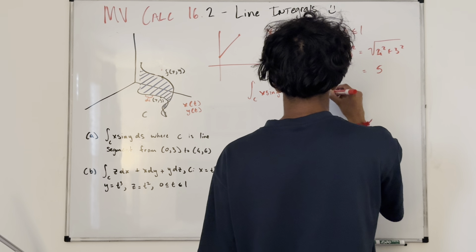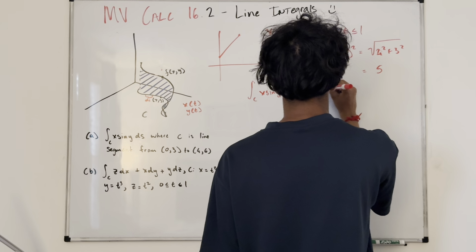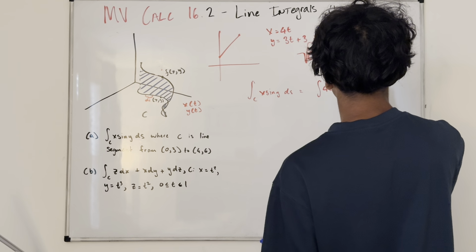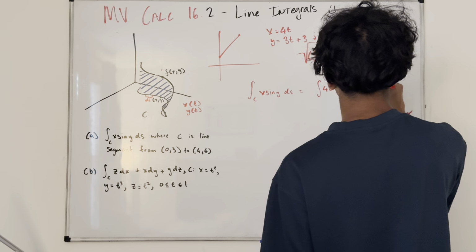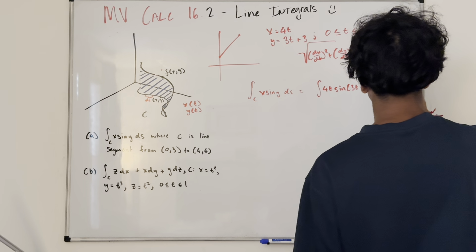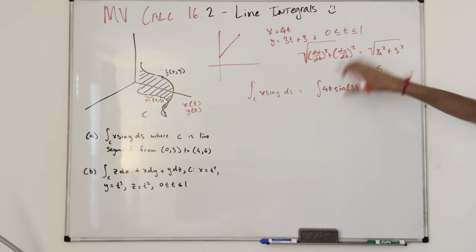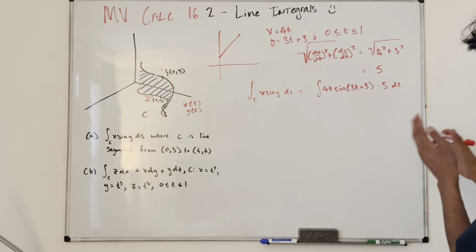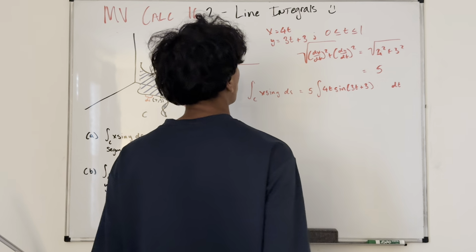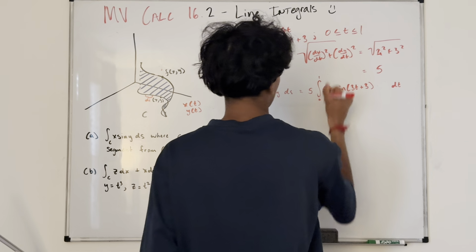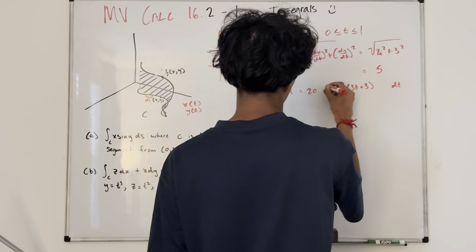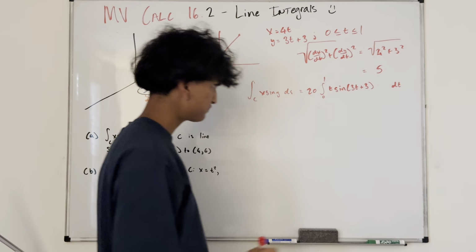So I'm going to have the integral of 4t times sine y, so sine of 3t plus 3, and then we are going to have times 5 dt, times the square root of dx/dt squared plus dy/dt squared. That just ends up being 5, so I can pull the 5 out of the integral. And what are my bounds? Well, I'm going from 0 to 1. And I can also pull a 4 out of that, so I get 20. I can pull the 20 out in front, going from 0 to 1.